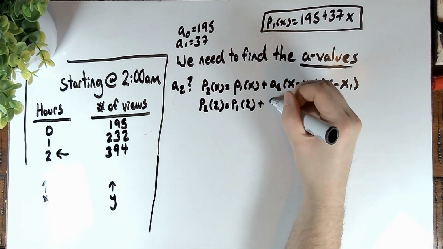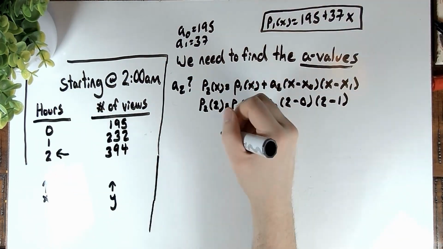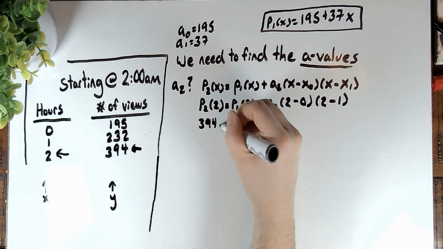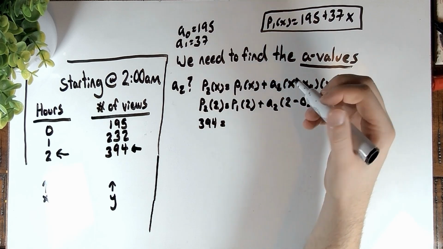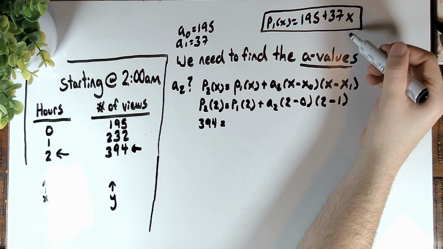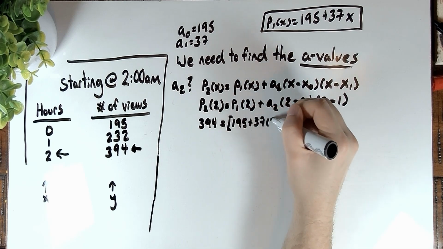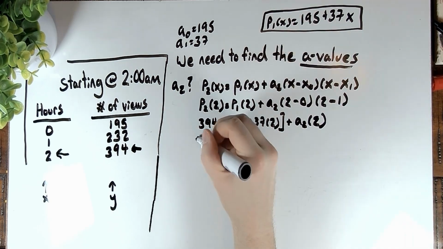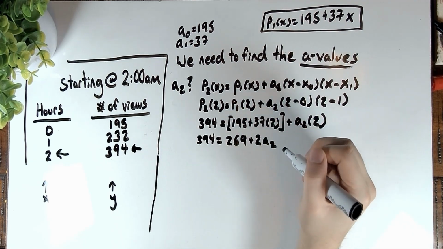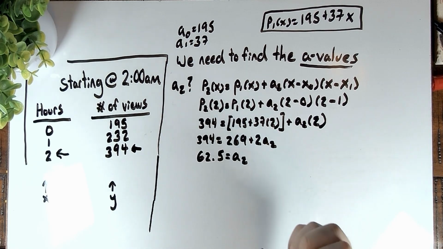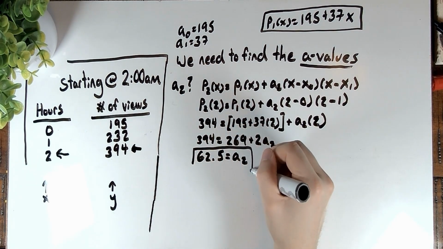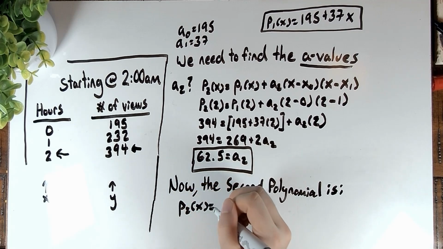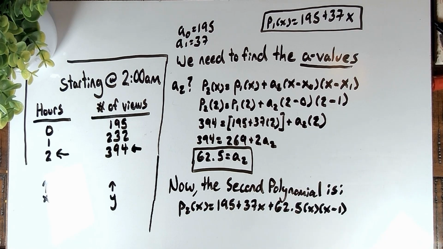Replacing the placeholder with the second hour, number 2, gives this. Since the second hour had 394 views, we can replace P sub 2 with 394 views, plugging in what our basic polynomial was and replacing its value. The 2 gives this. And solving gives A sub 2 as 62.5. And the slightly more advanced polynomial is this. We have some confidence to interpolate now.